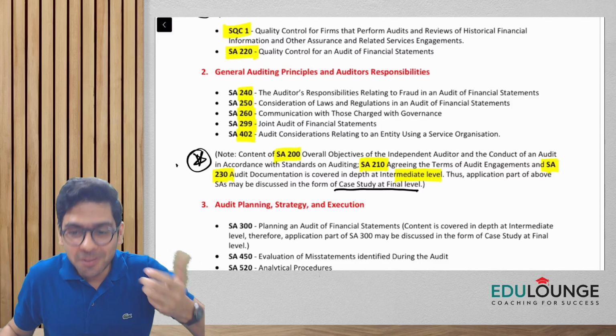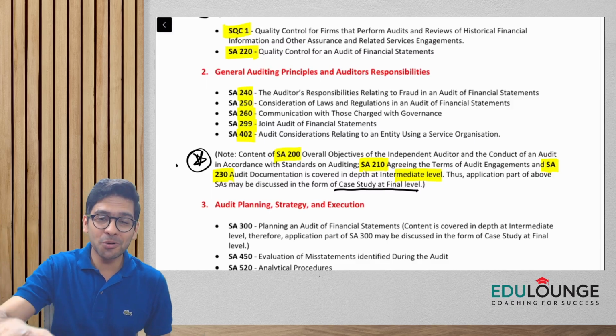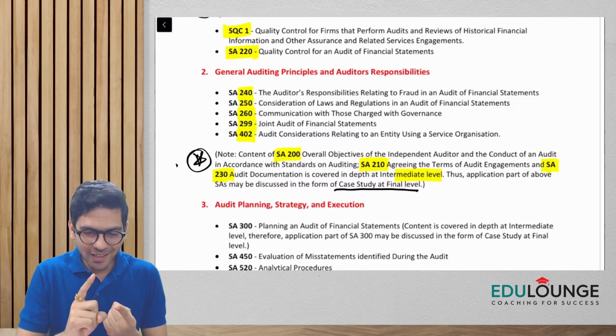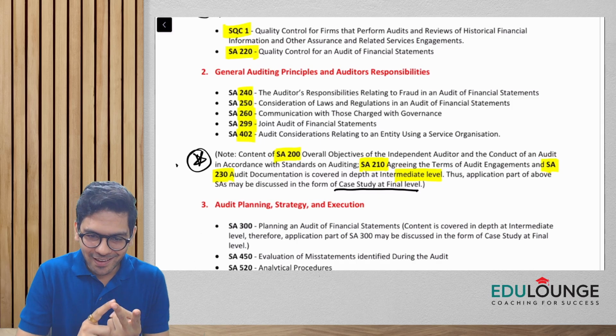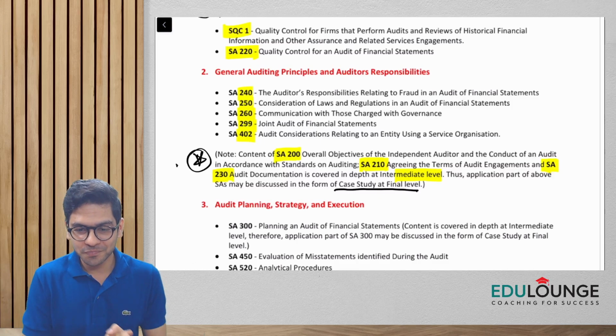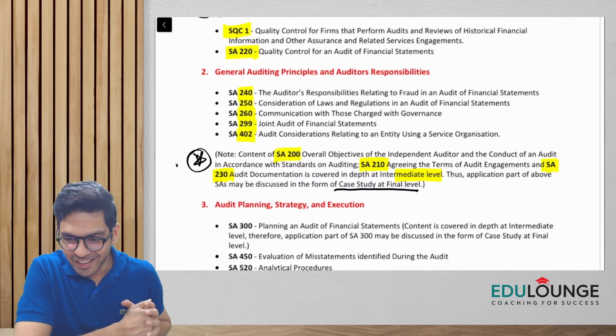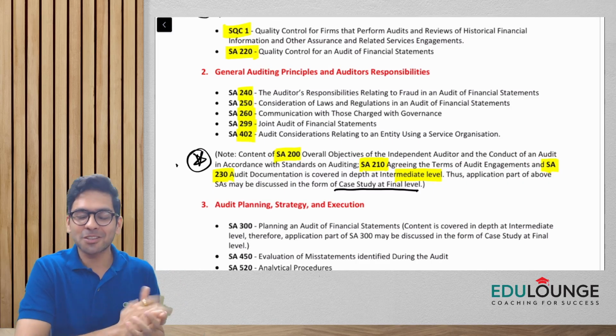So what does it mean, guys? Now you only tell me. I have a few questions to ask you. I would want you to write it in the chat box. Do you think SA 200, 210, and 230 is in the CA Final syllabus? Yes or no? Do you think it is there in the new syllabus? Okay, Raja Gopal is saying yes. Nishant is also saying yes.